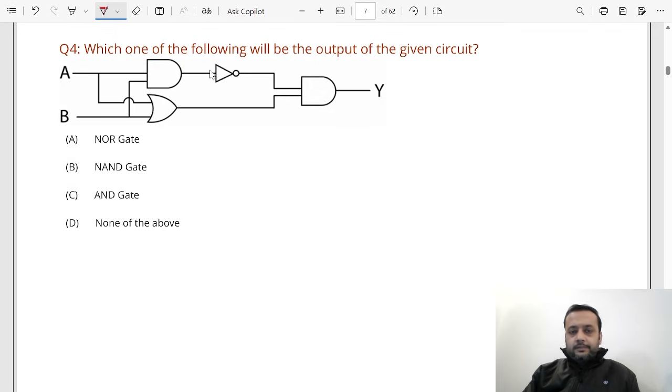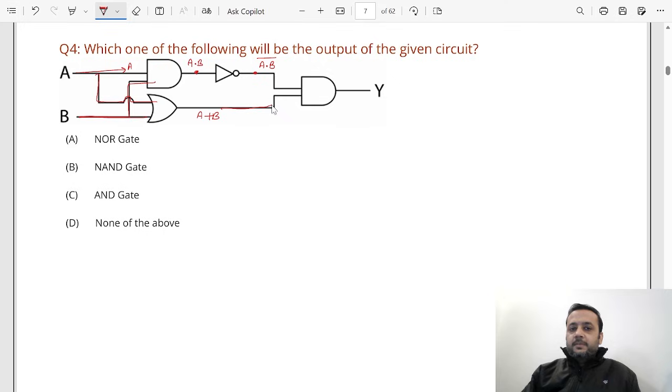Here we have to find the value of the output. So suppose here A is going like this, and from below B is coming here. So this is an AND gate. So here the output will be A dot B. Okay, and if you look at this, here A is going in this OR gate and B is also going in this OR gate. So here we will get A plus B. All right. Now this is a NOT gate. So here the output will become (A dot B) complement.